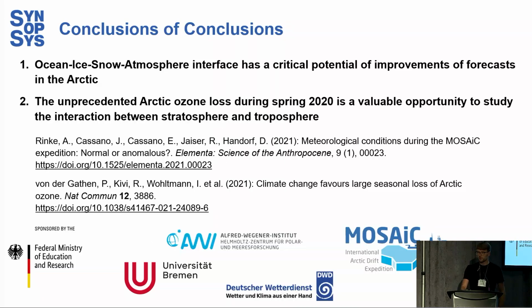Conclusions of conclusions, just two very broad statements. Maybe I even showed that the ocean-ice-snow-atmosphere interface is really one critical part and something where MOSAiC definitely contributed to improving forecasts. And the other thing is the ozone loss during spring 2020. It's really a valuable opportunity to study troposphere-stratosphere interactions. Thank you.